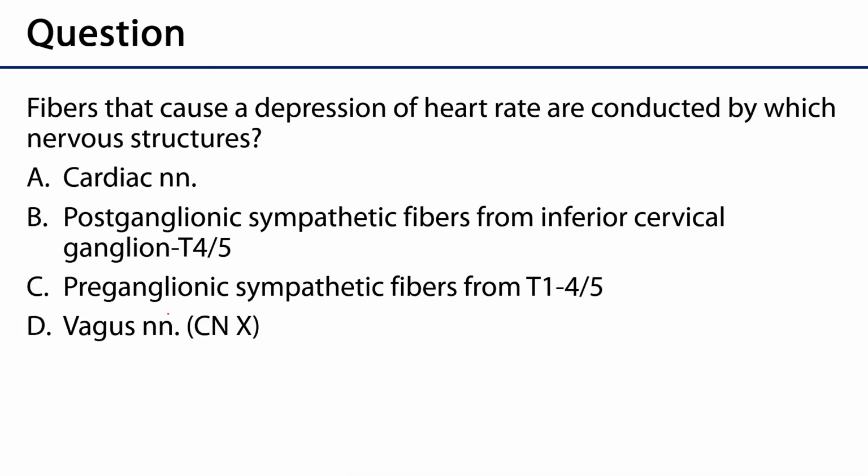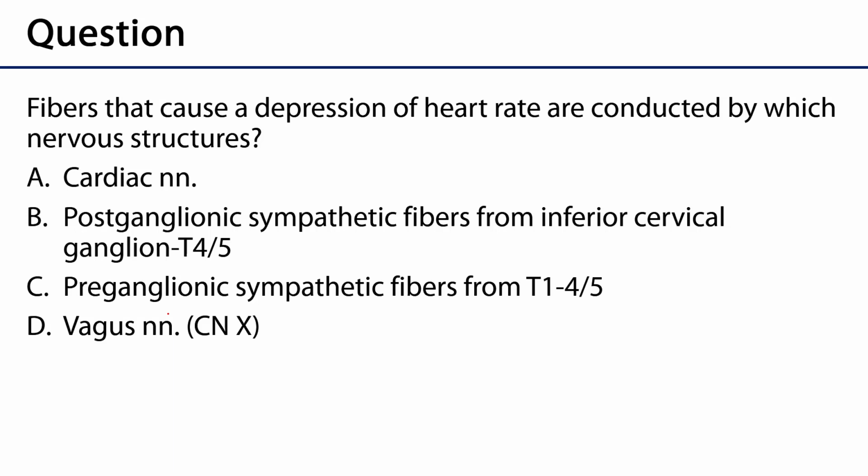And that leads us to the assessment question in this video, which is: fibers that cause a depression of heart rate are conducted by which nervous structures? A. Cardiac nerves. B. Postganglionic sympathetic fibers from the inferior cervical ganglion through to T4, T5. C. Preganglionic sympathetic fibers from T1 to T4 or 5. Or D. The vagus nerves, cranial nerve 10.